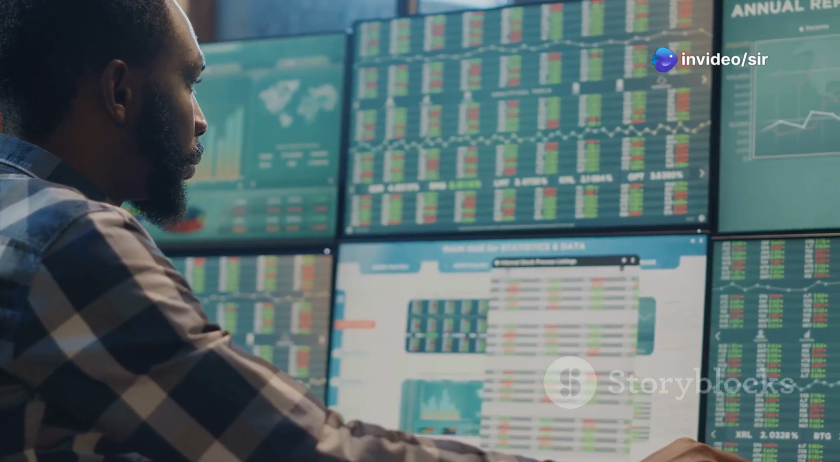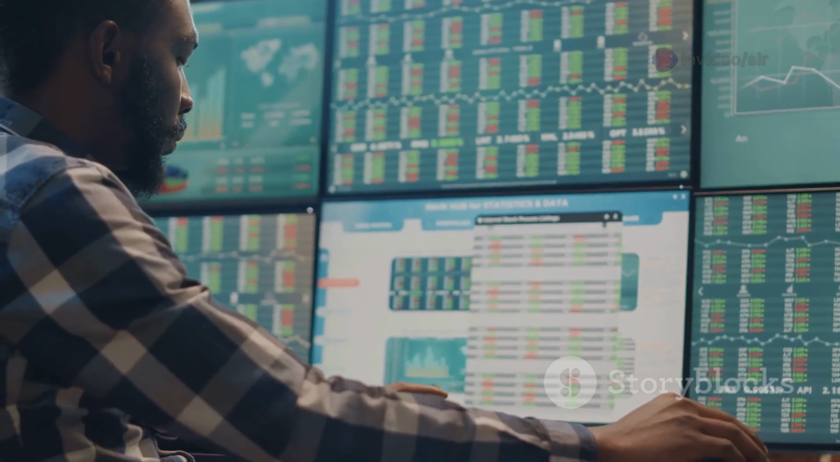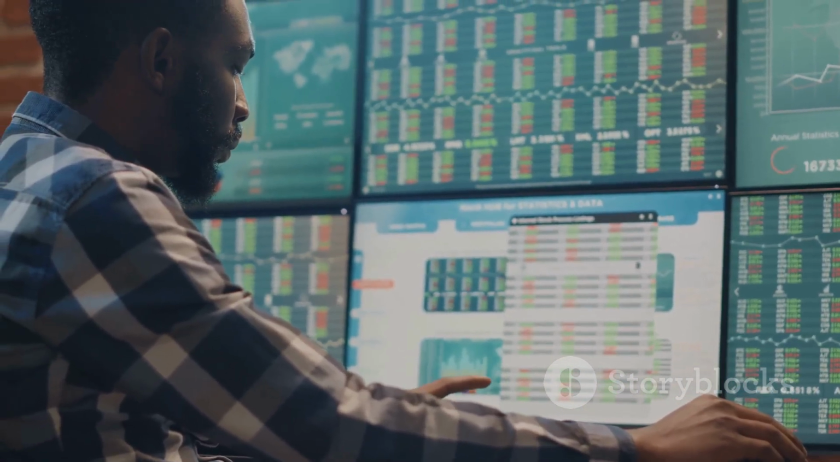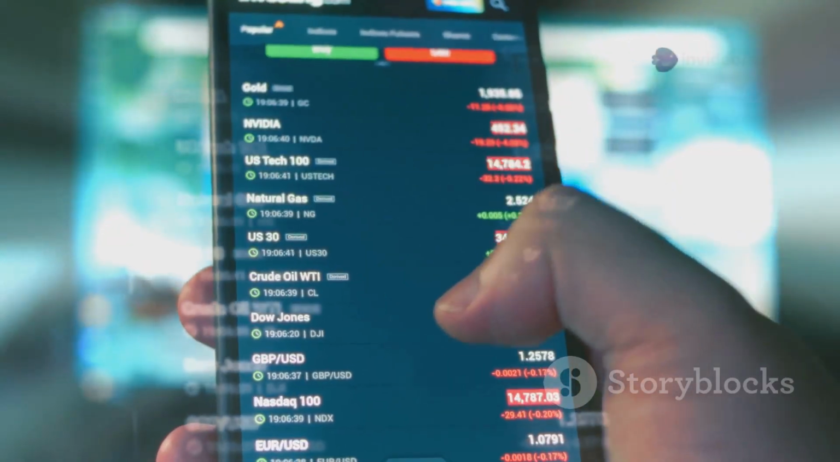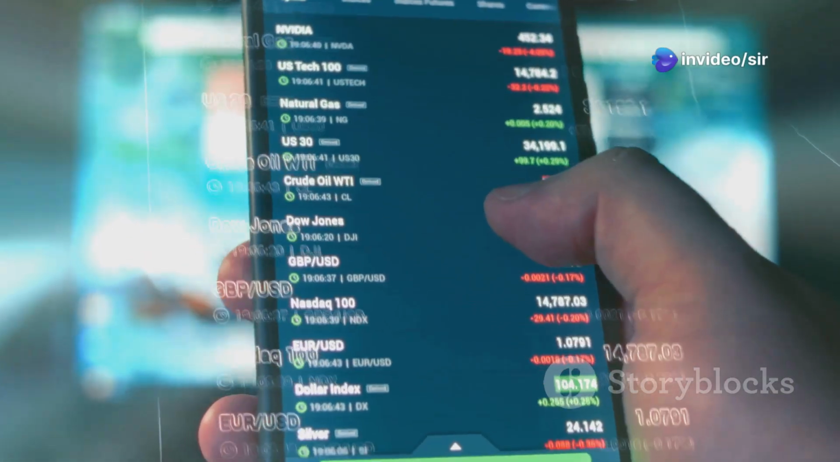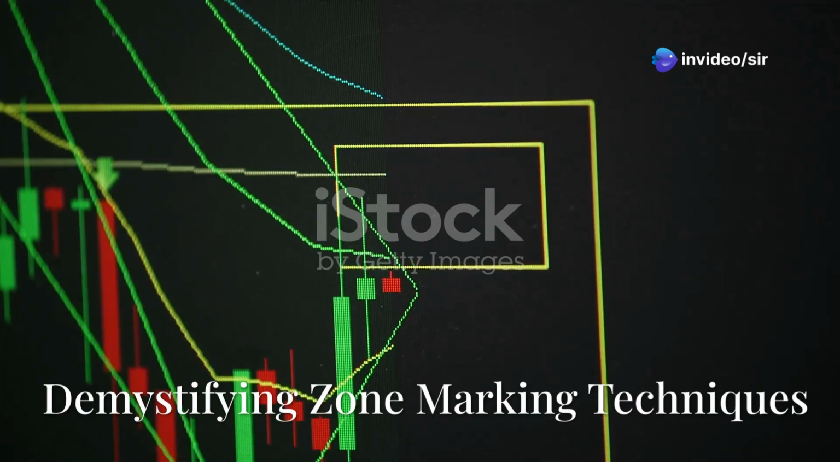By mastering the art of identifying strong impulse moves and consolidation bases, you unlock the door to identifying high-probability supply and demand zones. These zones serve as your trading compass, guiding you towards potentially profitable opportunities.